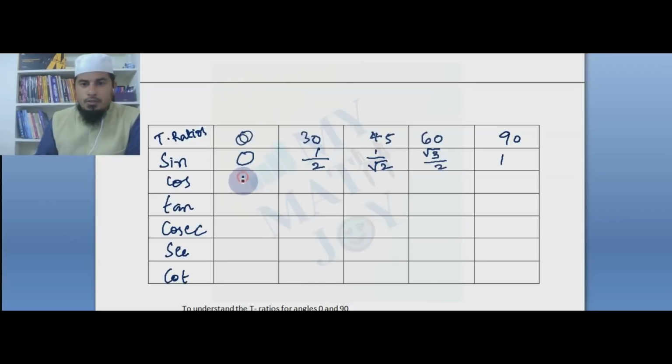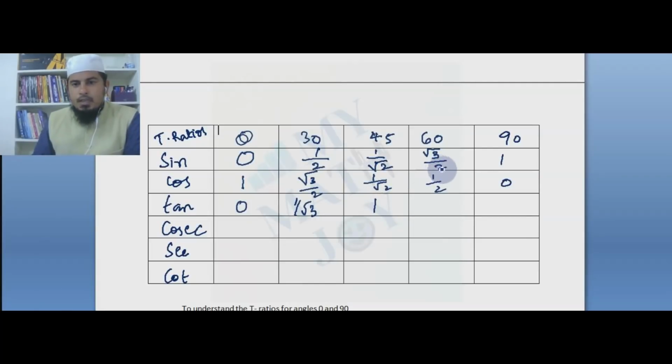So cos is 1, root 3 by 2, 1 by root 2, 1 by 2 and 0. If you want the tan value, you have to divide sine by cos. Sine divided by cos is the tan value. So 0 divided by 1 is 0. 1 by 2 divided by root 3 by 2, the two denominators cancel, and 1 over root 3 is left. The same way, if you divide, you get exactly 1. And the denominators cancel, exactly you get root 3.